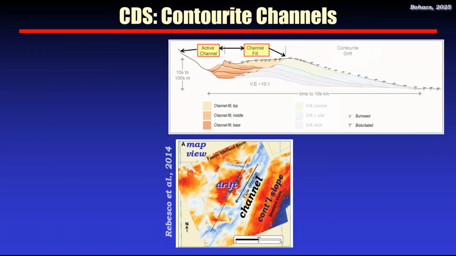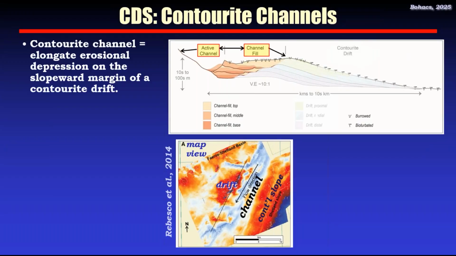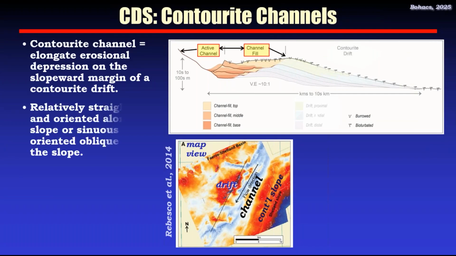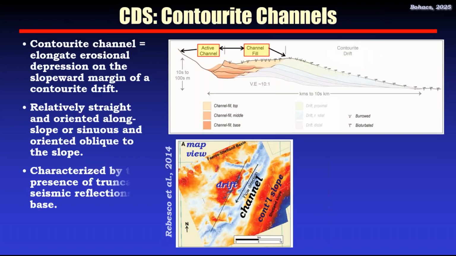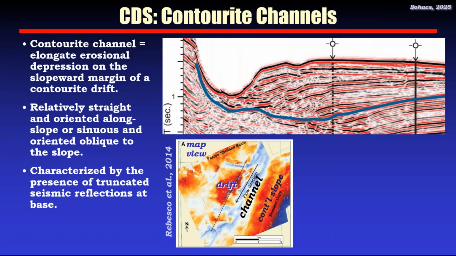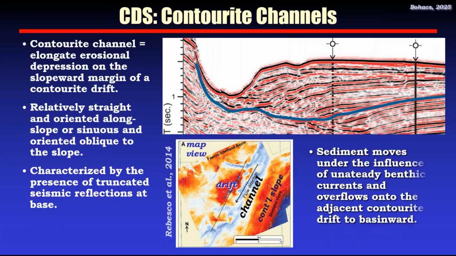Now onto the other geomorphic element, contourite channels and their fill. These channels are elongate erosional depressions on the slopeward margin of a contourite drift. They can be relatively straight and oriented along slope, or sinuous and oriented oblique to the slope. They are characterized by the presence of truncated seismic reflections at their base. Within these channels, sediment moves under the influence of unsteady benthic currents and overflows onto the adjacent contourite drift.